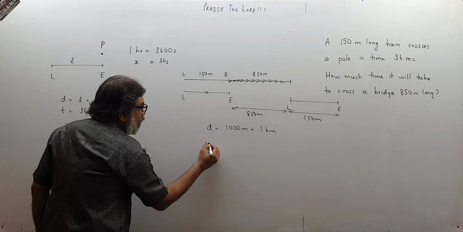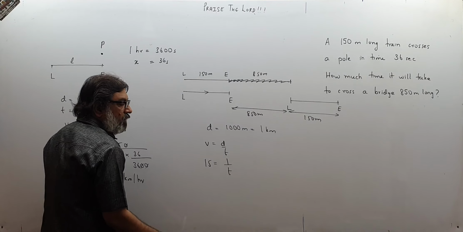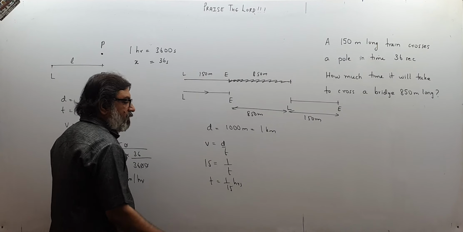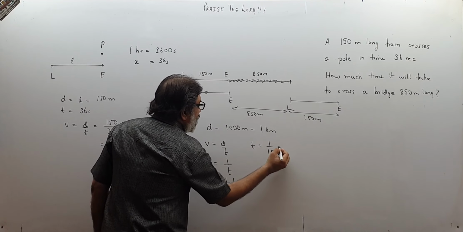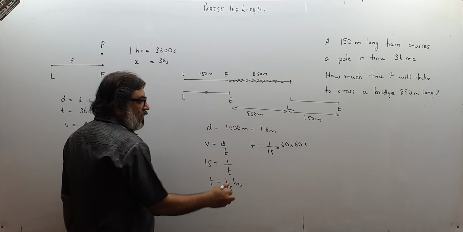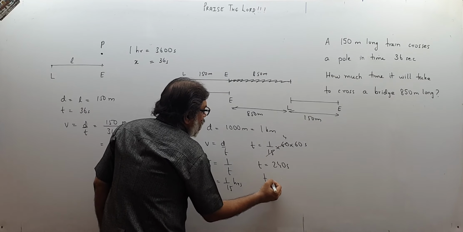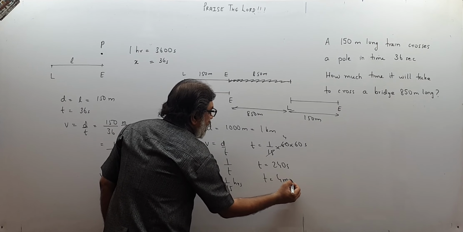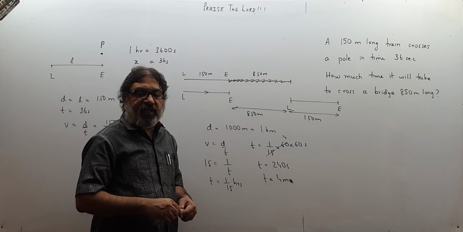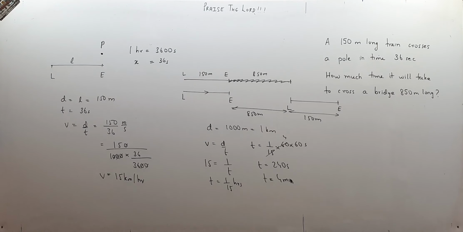So speed is equal to distance upon time. Speed is 15, distance is 1, and time is t. So t will be 1 upon 15 hours, because speed is in kilometers per hour. So time will be 1 upon 15 into 60 minutes. This is in hours. If you want it in seconds, it will be 240 seconds, or the time will be 4 minutes, any one thing. So 1 by 15 hours, or 240 seconds, or 4 minutes. This much time the train will take to cross the bridge. Please understand nicely, children. Pause and copy.